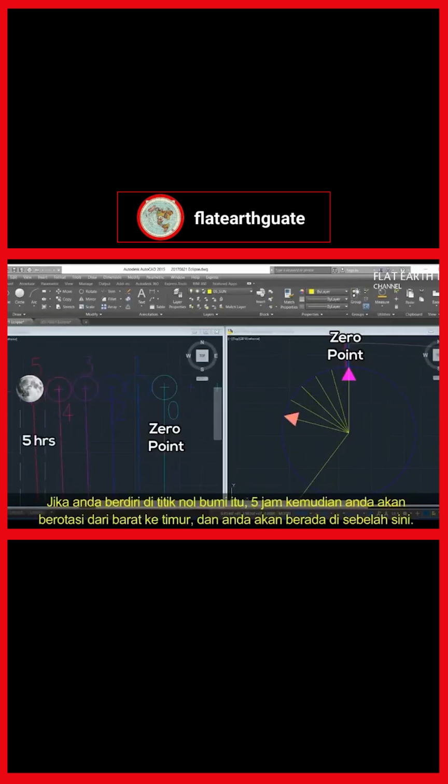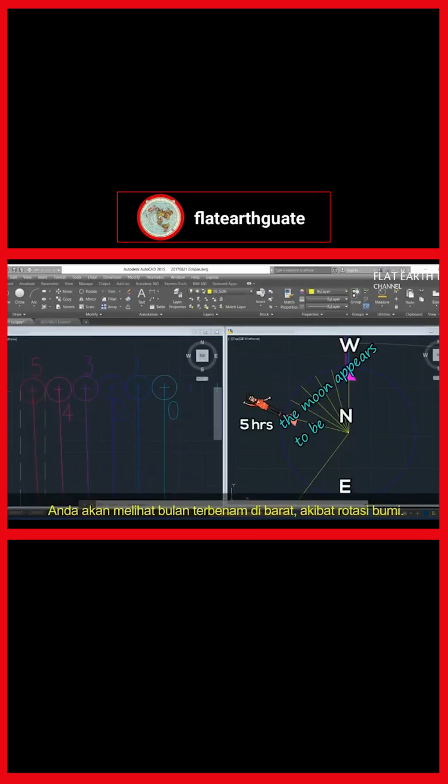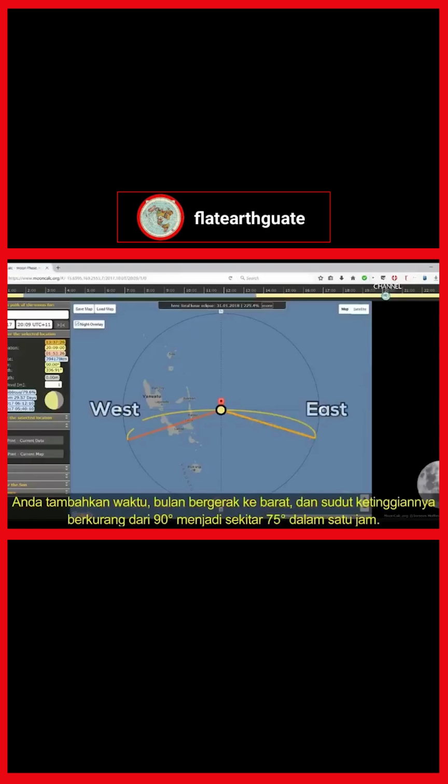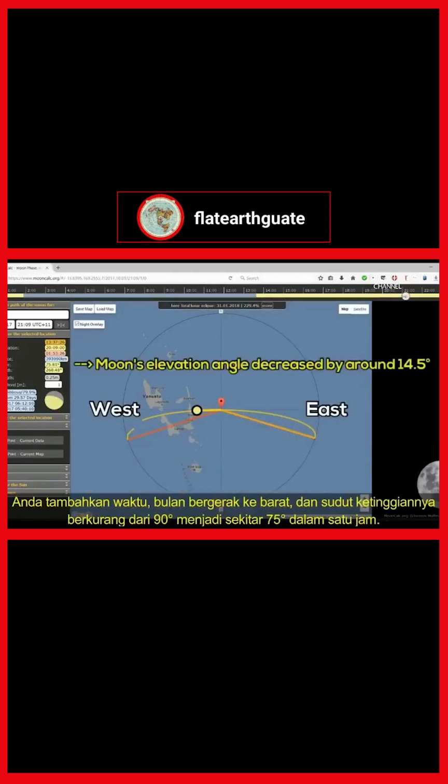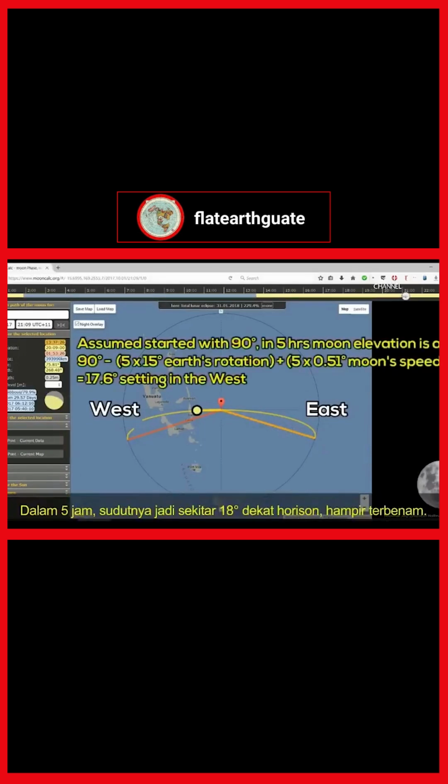If you're standing on Earth over here, 5 hours later, you will rotate from west to east and you'll be over here. You will see the Moon setting to the west due to Earth's rotation. Exactly like you've seen at Mooncalc, you add time, the Moon goes to the west. And the elevation angle is subtracted from 90 degrees to around 75 degrees in 1 hour. For 5 hours, it would be around 18 degrees near the horizon, almost setting. This is the proof that it's the angular speed that applies.